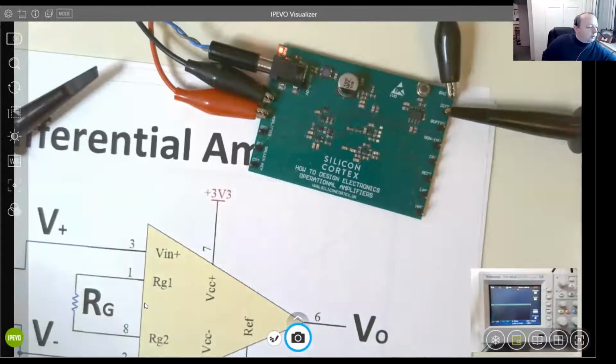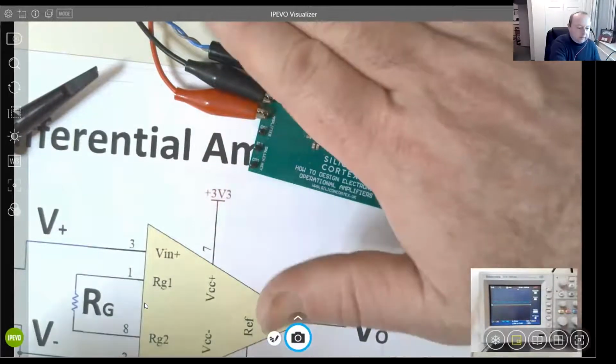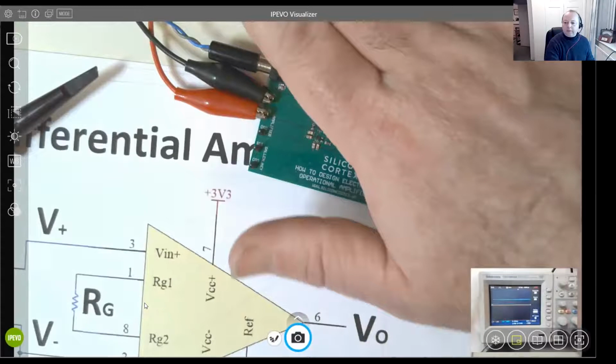Only my soldering iron's unplugged for some reason. The cable's falling out the back. We'll worry about that. Yeah, so you can see, in fact, I could do it even better. There we go. Look. So you can see.